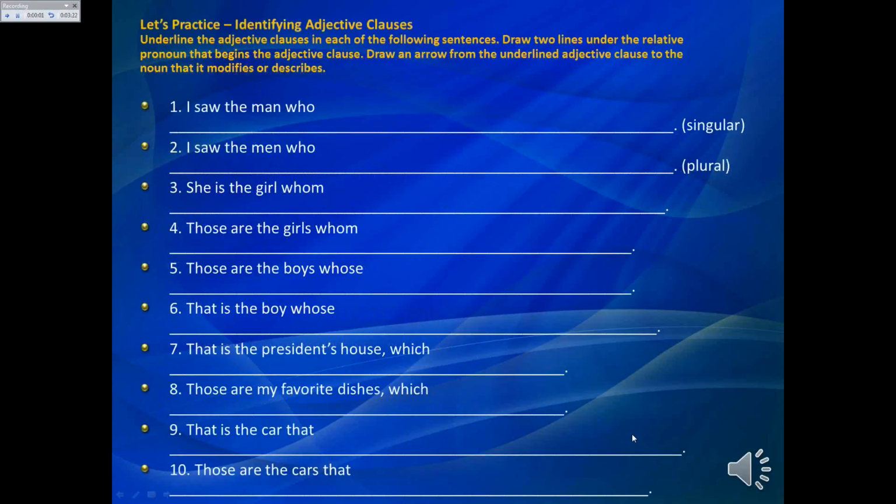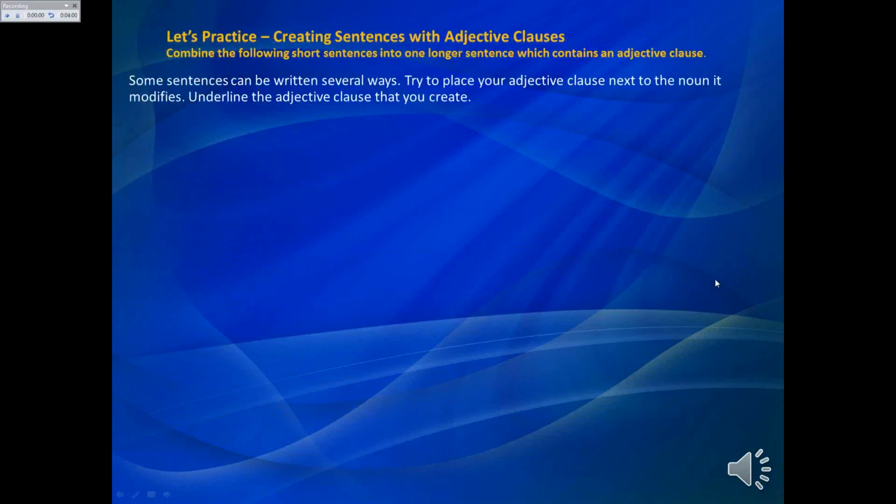Now I want you to try to create some on your own. You're going to start off just like I've got here: I saw the man who, and you get to fill in anything that you want here. On your answer choices, I might have some suggestions, but basically it can be anything. I saw the man who spoke to my dad. Whatever you want to put here. I just want you to get in the habit of writing adjective clauses so that you'll recognize them. Remember, they start with who, whom, whose, which, and that. Get used to those. That's going to help you to identify them.